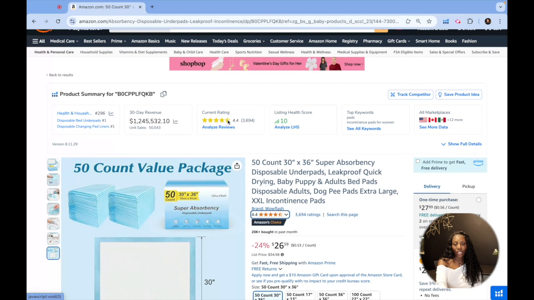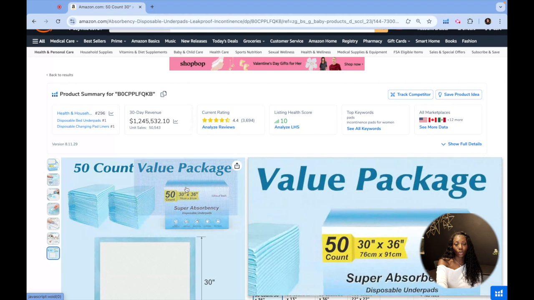Their reviews aren't as solid as some of the others that we've seen. It's a 4.4, but that could be from user error. That could be from people having unrealistic expectations of the product. So I don't know, maybe there is a little bit of room to improve.